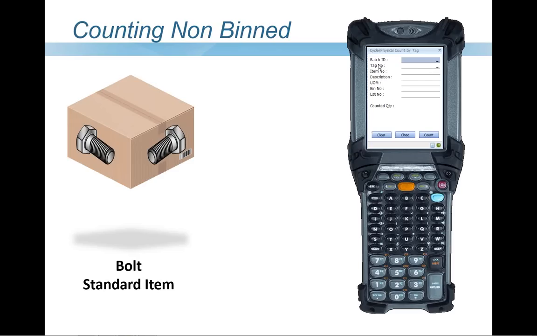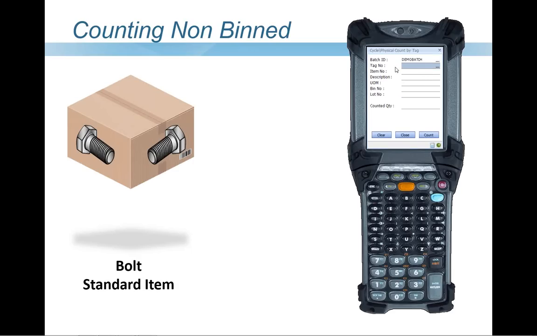Assuming you print all those tags inside of Macola, you have tag numbers associated with each transaction. We're going to select our batch ID by hitting the ellipsis. When we do so, it's immediately going to show us the batch and how many items we're expected to count. From here, we can enter or scan in our tag number, and it's going to bring up the rest of the information. It's going to immediately return that the tag number should have the item number bolt on there. We're going to enter our counted quantity. We're going to enter in 100.